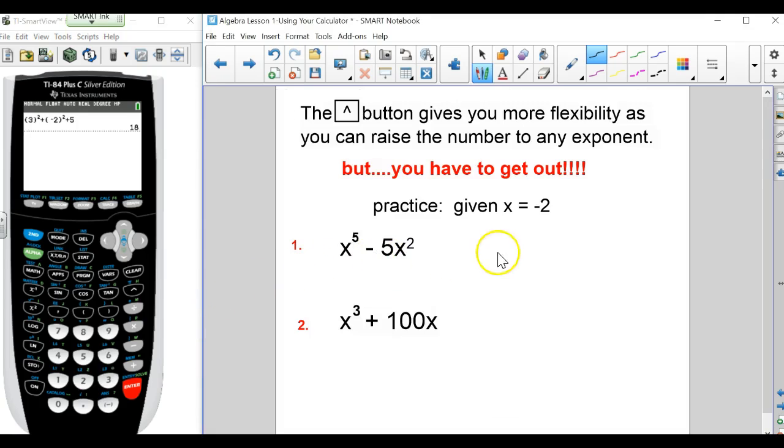So I've got 2 problems for you to do right here. We're going to practice on these. I want you to evaluate both of these expressions given that x is negative 2. That means that you've got to put negative 2 in parentheses whenever you replace the base of a power. Go ahead and hit pause and give it a try.